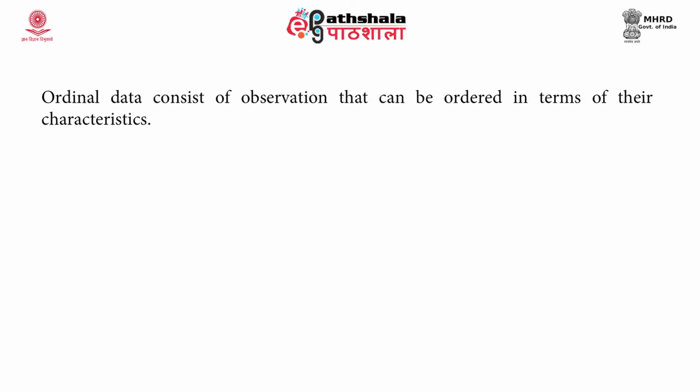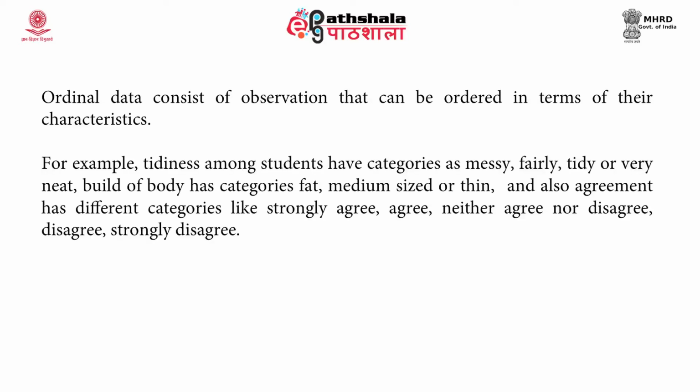Ordinal data consists of observations that can be ordered in terms of their characteristics. For example, tidiness among students have categories as messy, fairly tidy or very neat. Build of body has categories fat, medium size or thin, and also agreement has different categories like strongly agree, agree, neither agree nor disagree, disagree, strongly disagree.